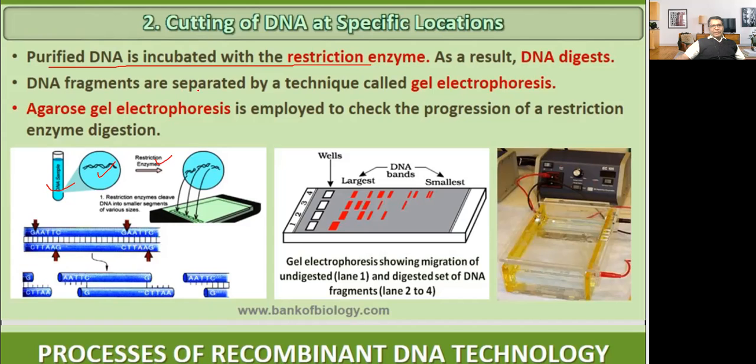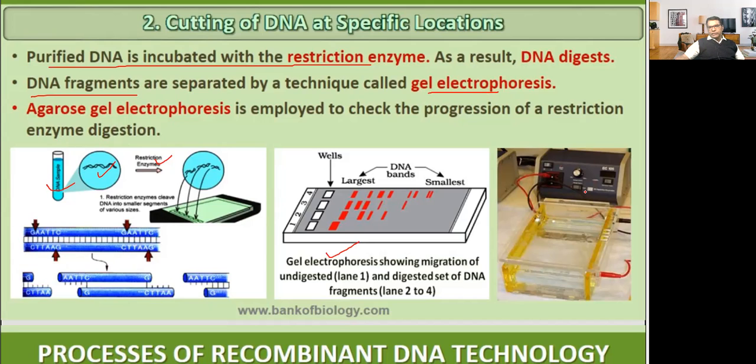Now DNA fragments are separated by a technique called gel electrophoresis. This is a technique, gel electrophoresis. What is gel electrophoresis used for? This is a technique used to separate DNA fragments as per their length. Here there is a gel electrophoresis. There is one technique called agarose gel electrophoresis. Agarose gel electrophoresis is employed to check the progression of restriction enzyme digestion.